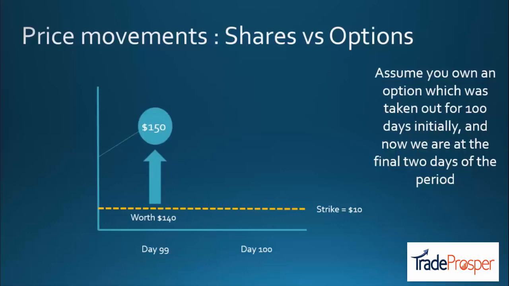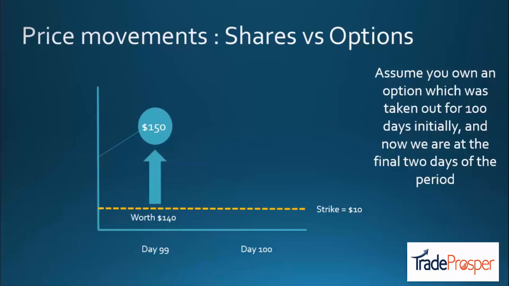On day 99, the current share price is trading at $150. Would you agree that if you own the option, this will be a call option, if you own a call option at $10 a share, that the call option value should be very, very close to $140? How did I get that? I'm saying the current share price is $150.